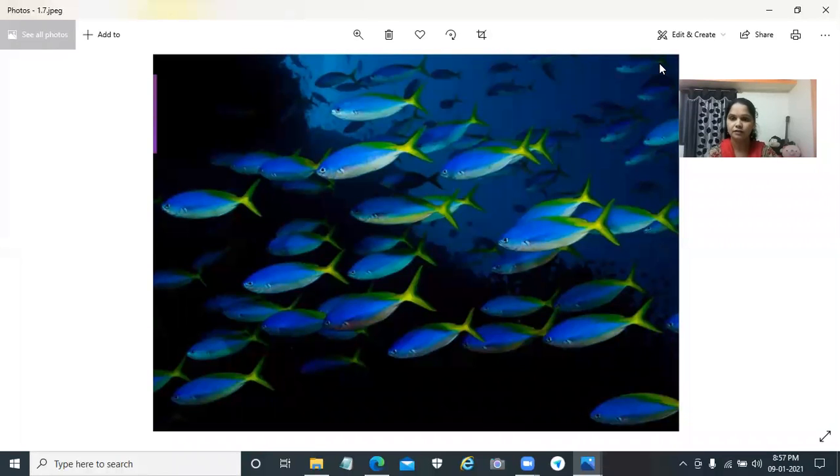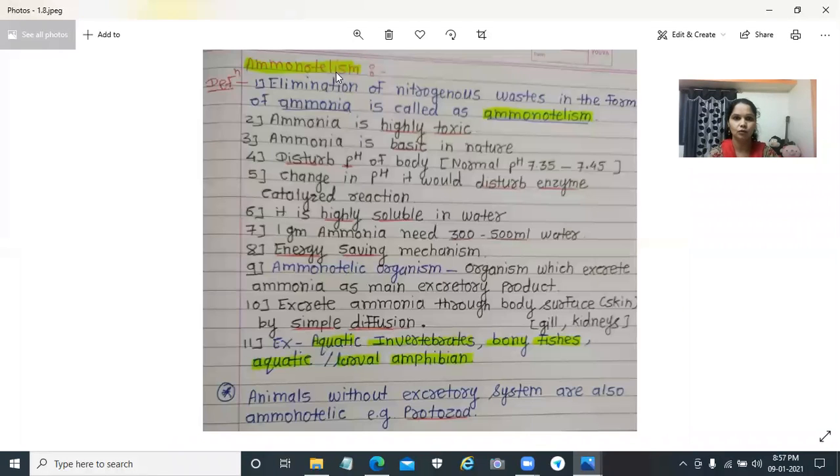Let's learn about the first mode of excretion, that's ammonotelism. Different kinds of organisms found in an aquatic habitat excrete ammonia as an excretory product. So this organism is an ammonotelic organism and their mode of excretion is ammonotelism. Elimination of nitrogenous waste in the form of ammonia is called ammonotelism. Elimination means removing the nitrogenous waste material.